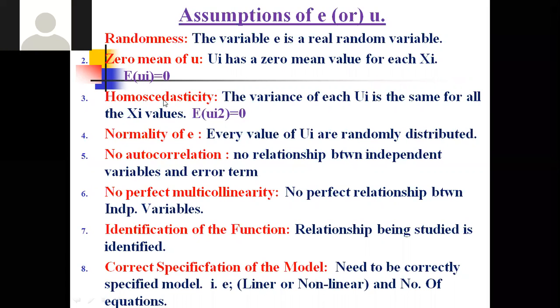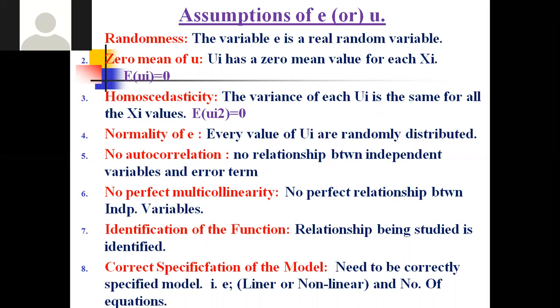That's the average. And homoscedasticity. The third assumption is homoscedasticity. The variance of each ui is the same for all the independent variables. Simply put, if the variance of the error term is constant, it is called homoscedasticity. If the variance of the error term is not constant, that is called heteroscedasticity.